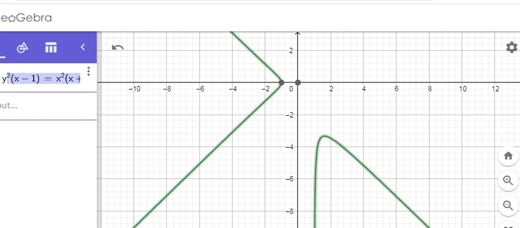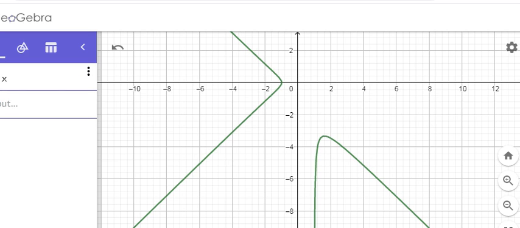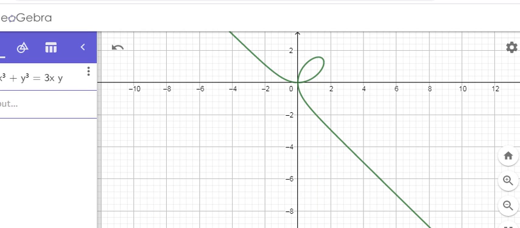Let us take x cube plus y cube is equal to 3xy. So its shape is like a node, and x-axis and y-axis are the tangents you can see here.